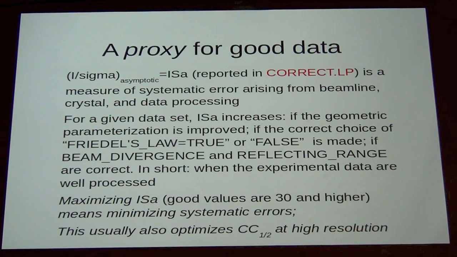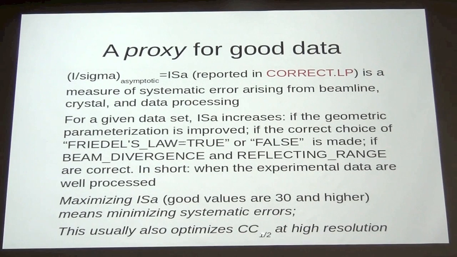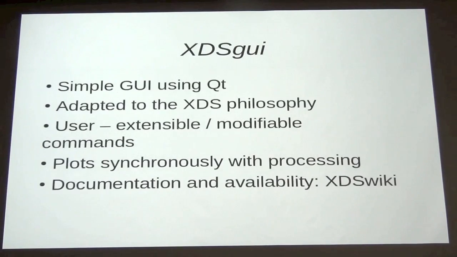And the beamline people nowadays also know this, and they listen very carefully if you complain about your data and tell them the I over sigma asymptotic is only 15 for all my good crystals, and then they start fixing the problems. At least that is my experience. Normally, if you can optimize I over sigma asymptotic, you also get better data. So the precision of your merged data is better, particularly at high resolution.